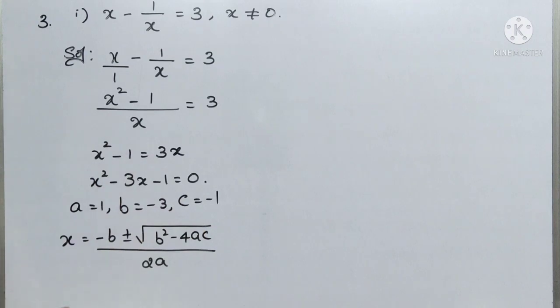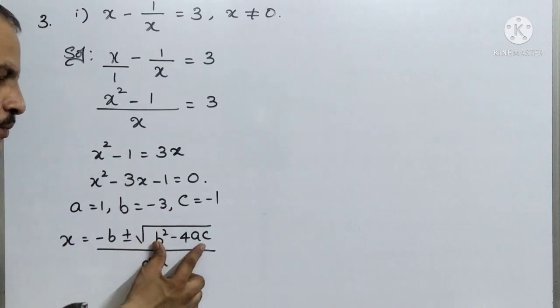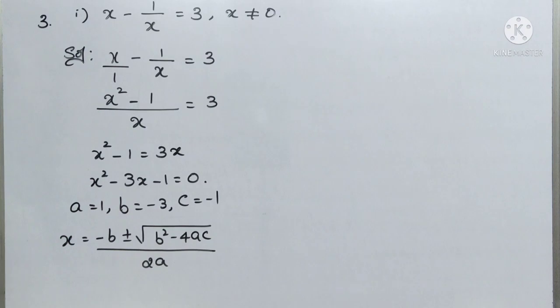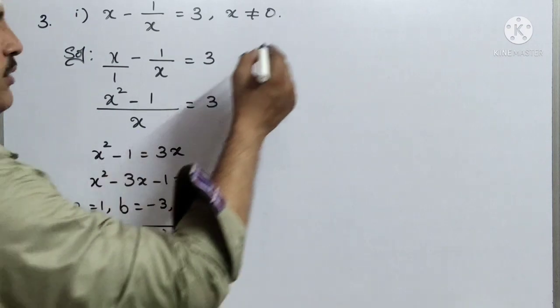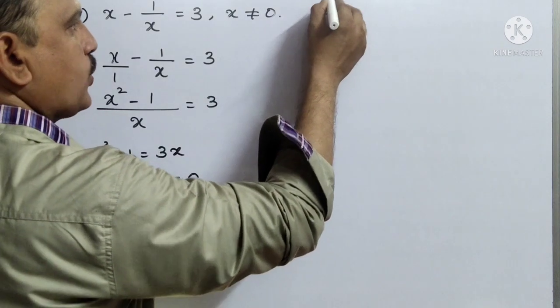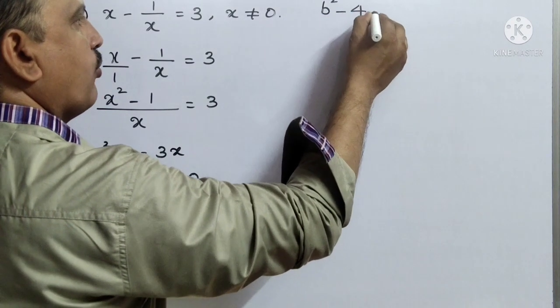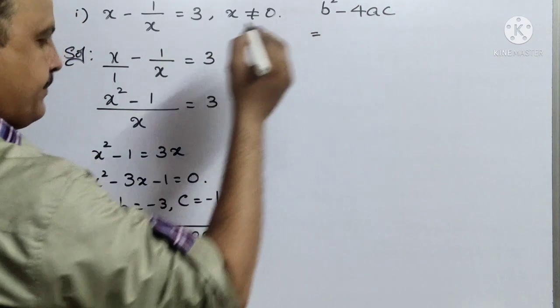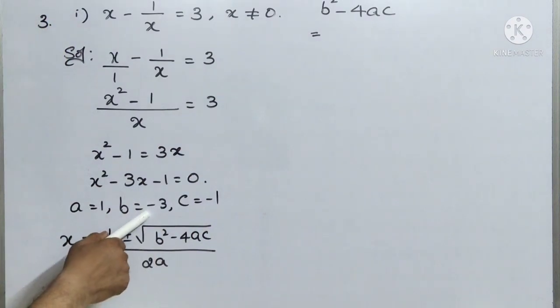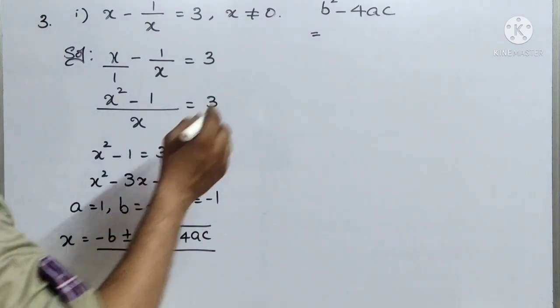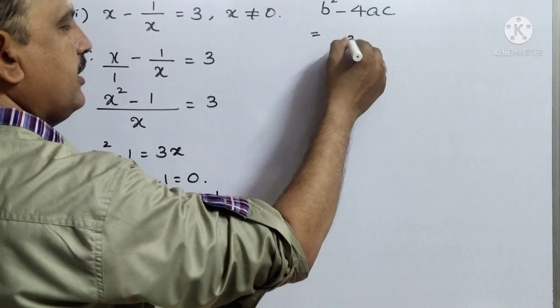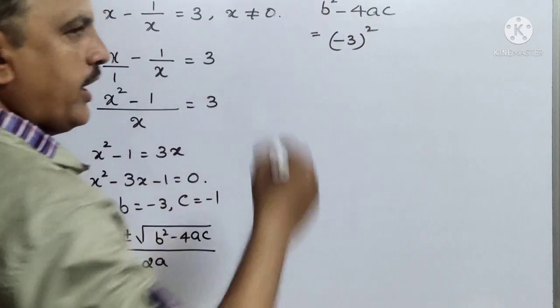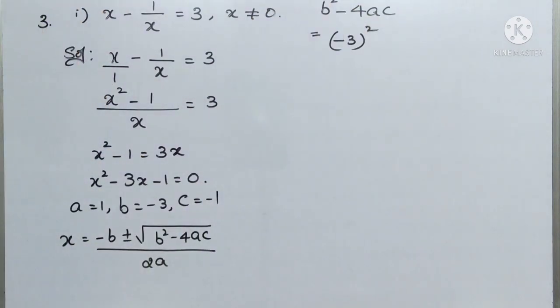So that's why I am telling you, first simplify b square minus 4ac, which is called a discriminant. That means b square minus 4ac. So first solve b square minus 4ac. Now what is b, children? Minus 3. B means minus 3. So minus 3 whole square.